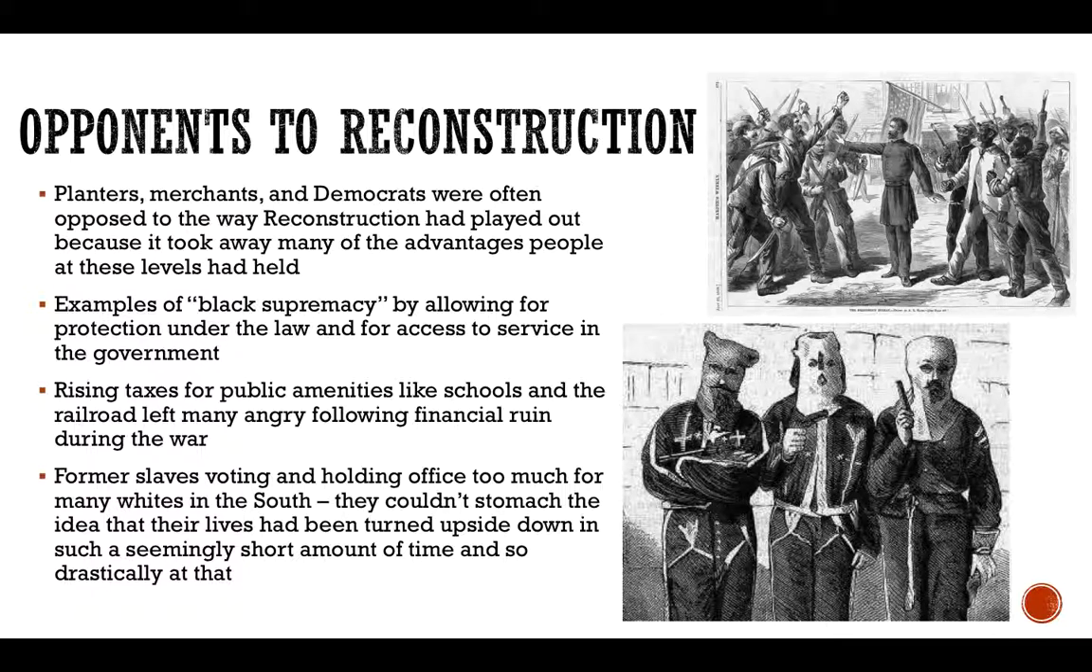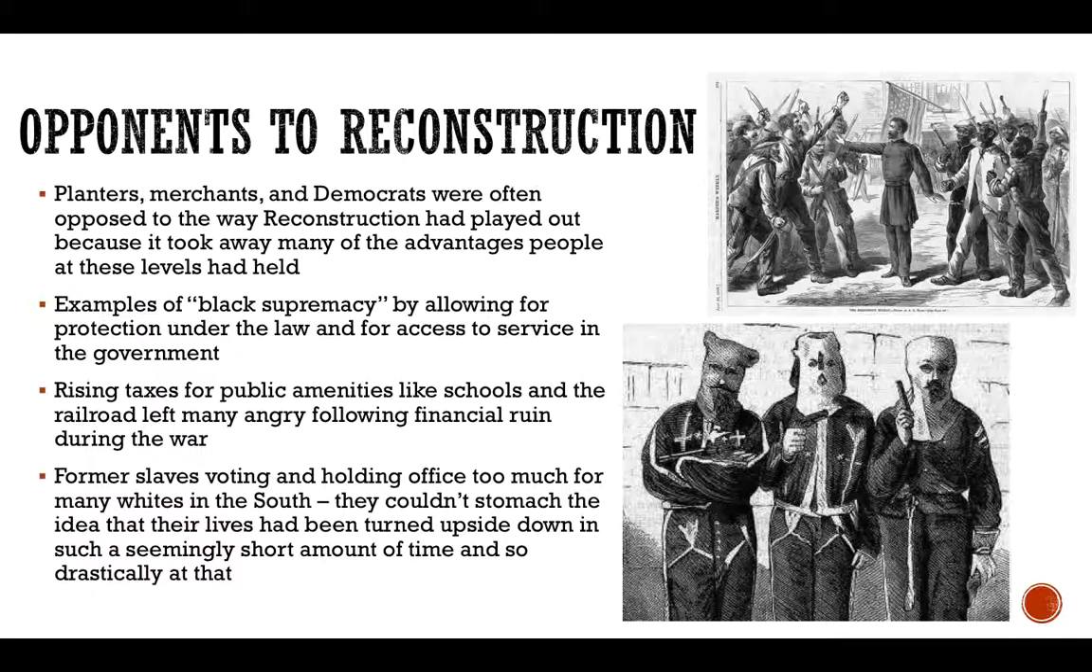There were rising taxes for public amenities like schools and the railroad, which made a lot of people really angry following the war because there was a lot of financial devastation during the war. And if you had to pay higher taxes following that, that just compounded the devastation.